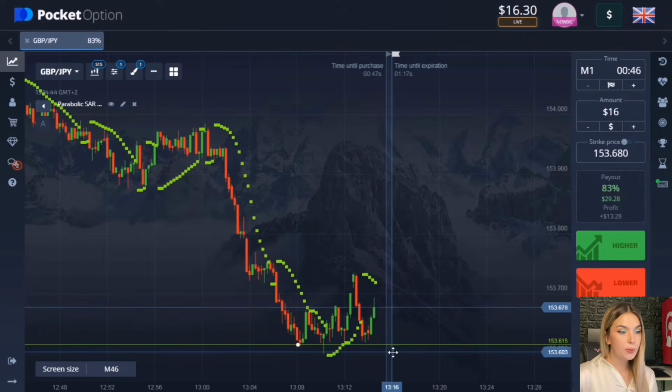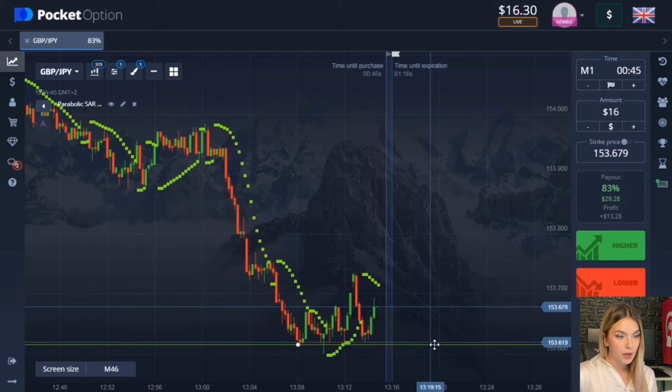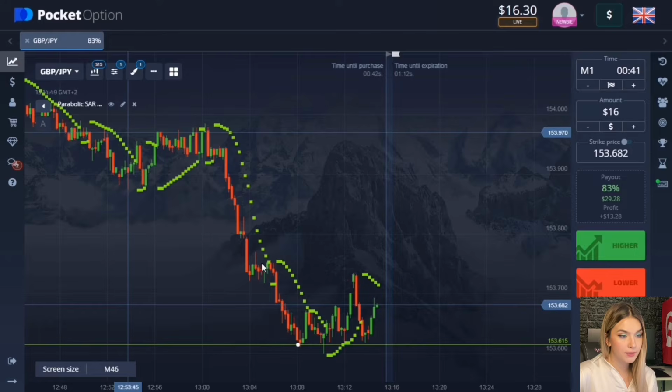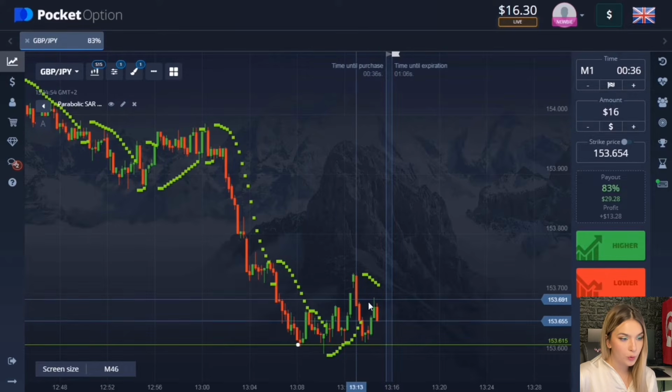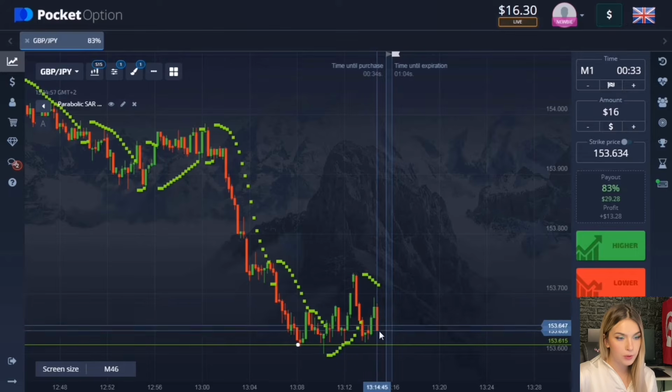Here we also see the level of support. We also see that there was a good downside movement. The price touched this level and got into pro trade. There was a slight upside pullback, and at the moment the price continued to move toward the support level again.